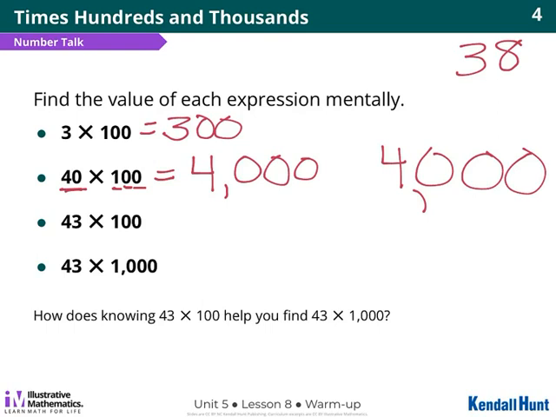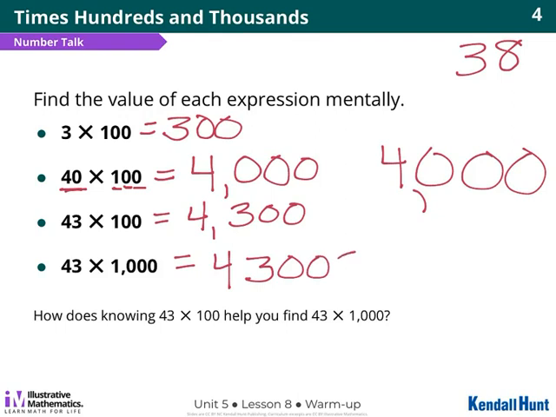What is 43 times 100? Riker. That one would be 4,300. And 43 times 1,000. Keston. That one is 43,000.